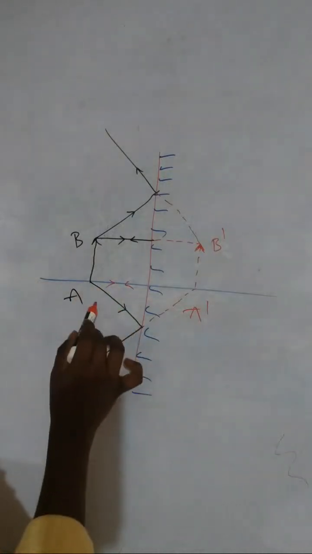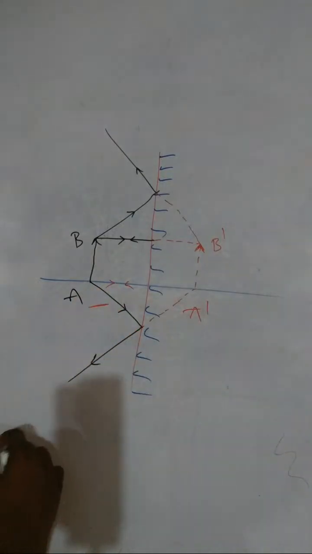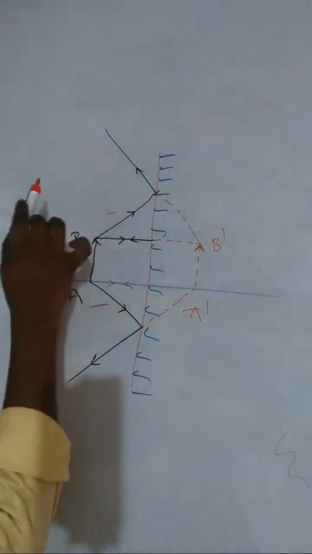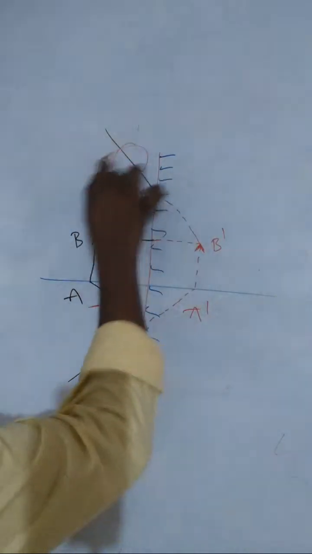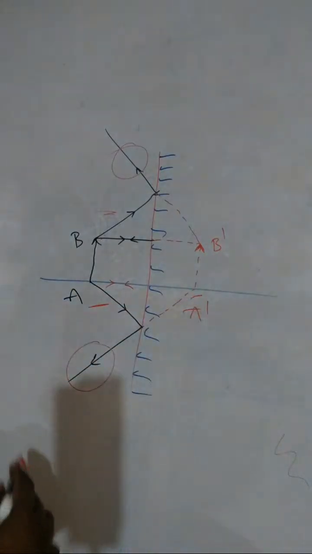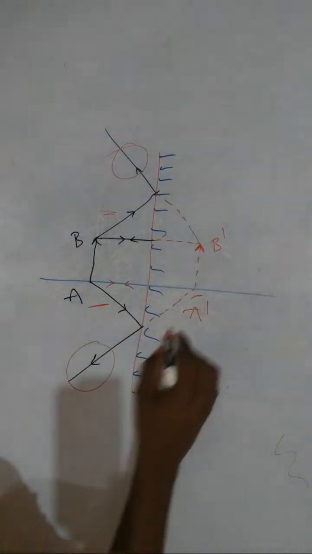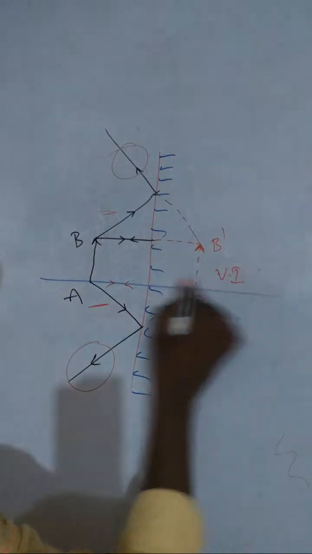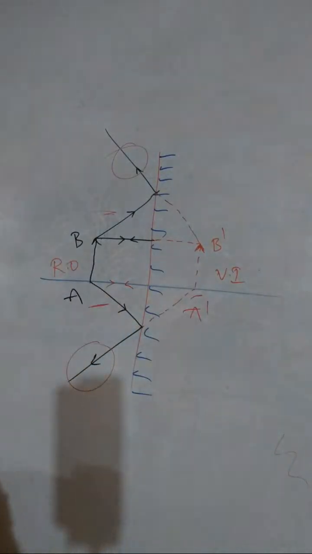One light ray I am taking this side, so it will be reflected back. Another light ray this side, it will be reflected back. If you extend this reflected ray and this reflected ray, they will meet at one point. Then we are drawing this. This is the virtual image. This is the real object.